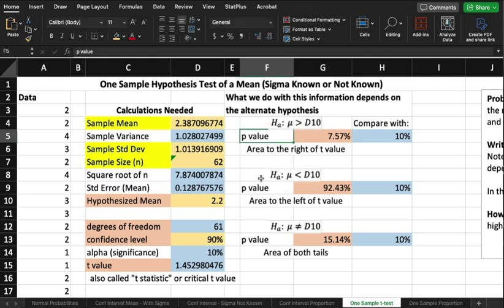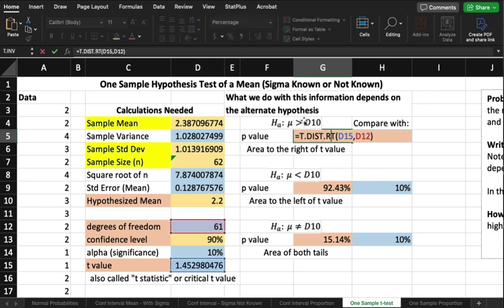Okay, so for each one, we're going to calculate the associated p-value. That's a probability, or it's an area under the curve. And I made sure that all the numbers you see here in G5, G9, and G13 are displayed as percentages, because I find that students find it easier to read if you display it as a percentage.